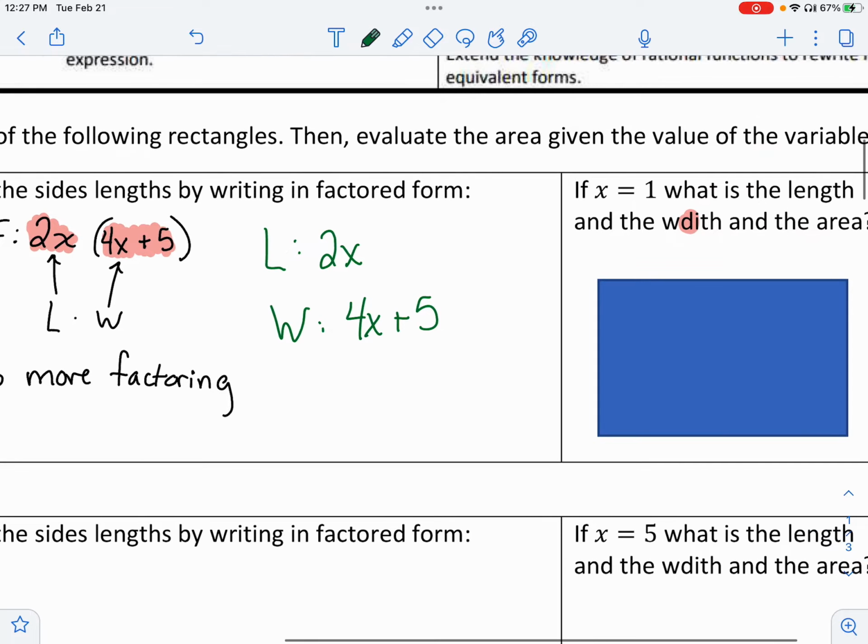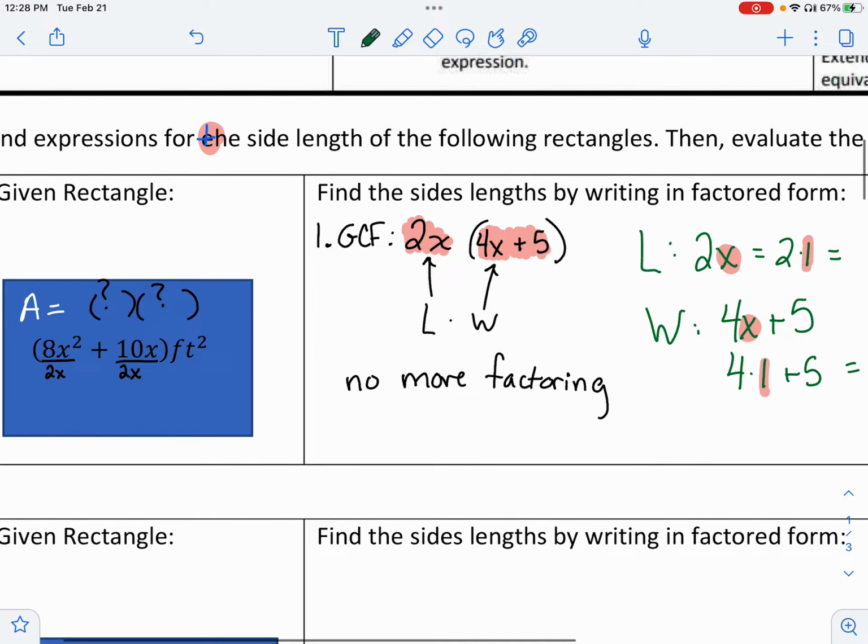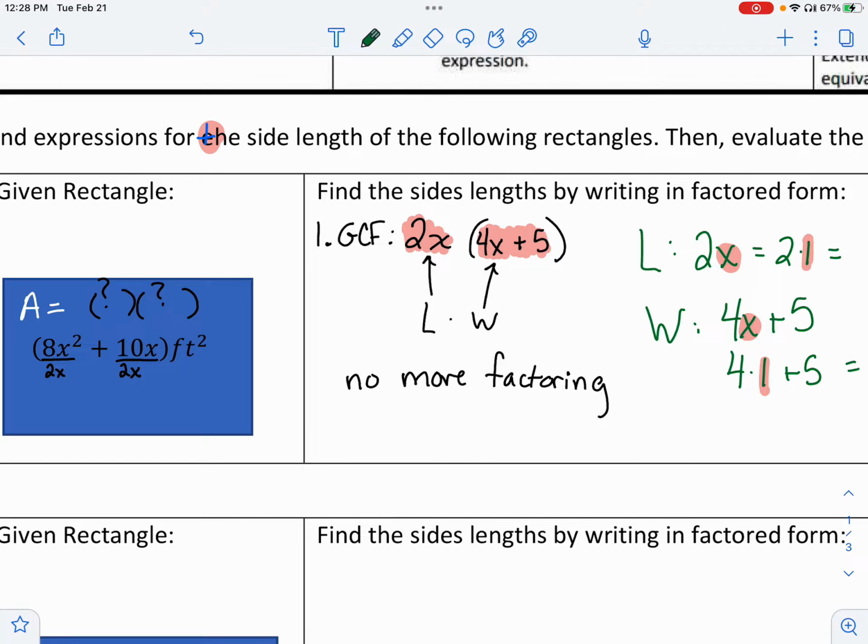If x is 1, this would be 2 times 1, which would be 2. And this would be 4 times 1 plus 5, which is 9. Just to emphasize, I took the x away and I made it into a 1. And then I can put my like terms together. Also, I think there were some units. Yes, see how the area was in square feet?